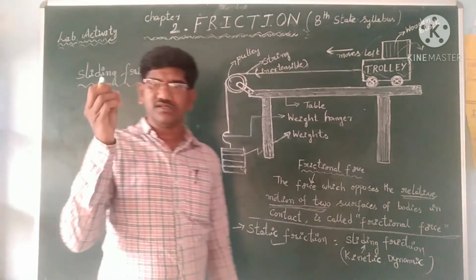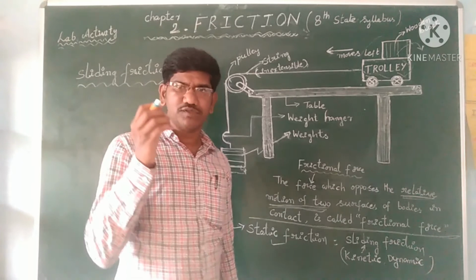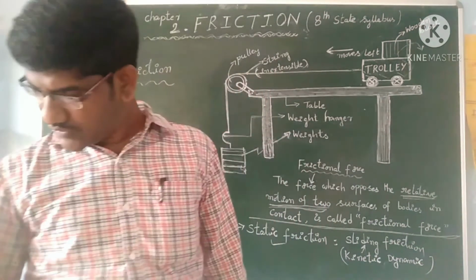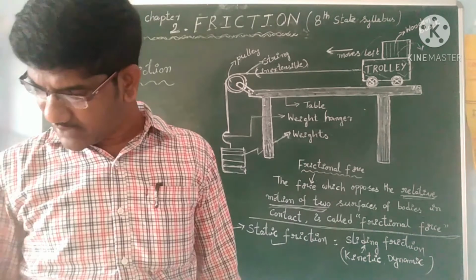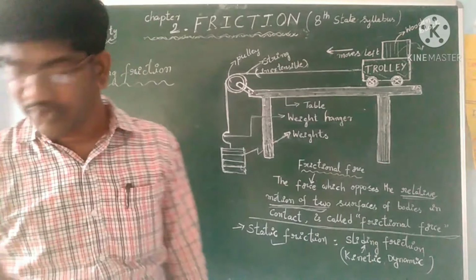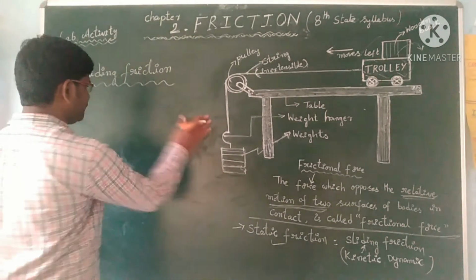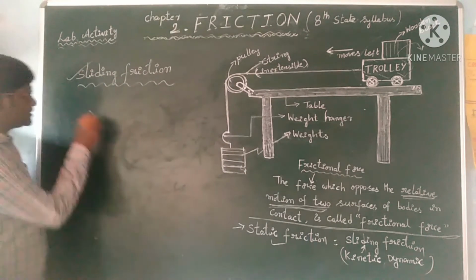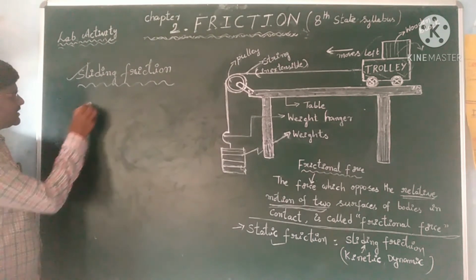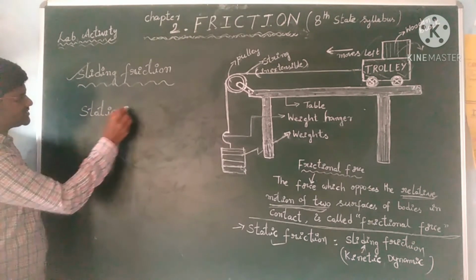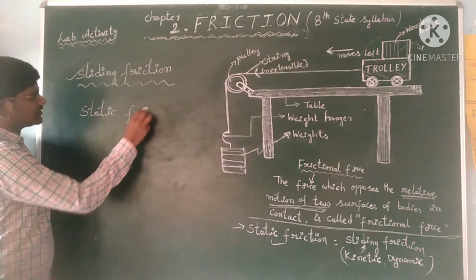Sliding friction is the friction which comes into play when the surface of one object moves relative to the surface of another object. So that is the definition of sliding friction. Similarly, we can see the definition of static friction.